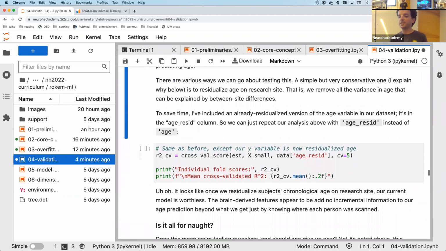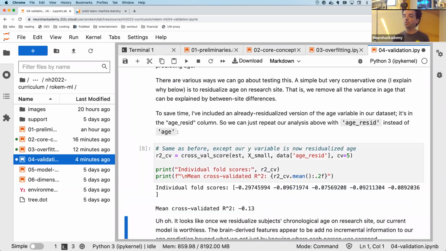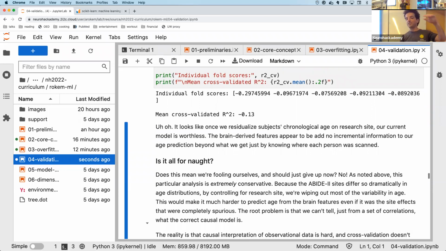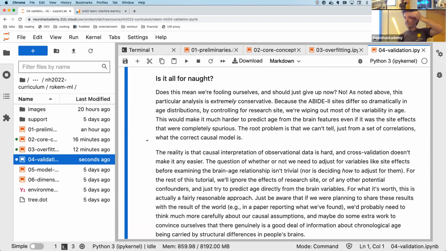And we know that because if we instead look at the age residuals, that is the difference between every individual and the mean age in their site, this goes negative again. So that's just pulling back to this data and what it is. But it's not all for naught.